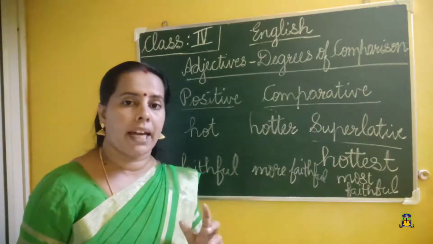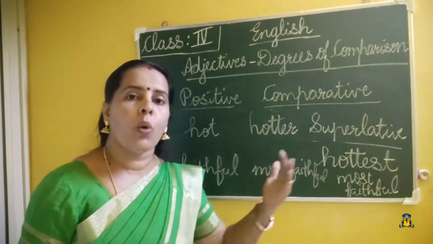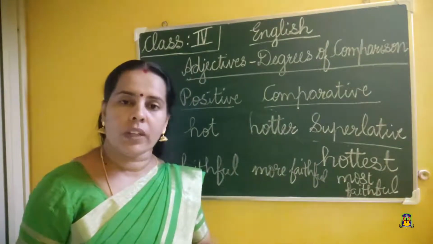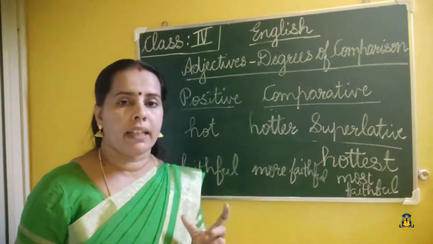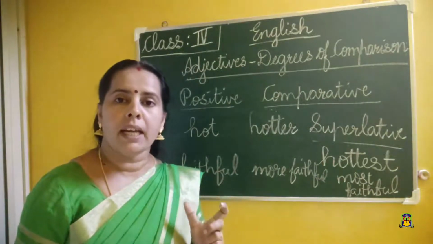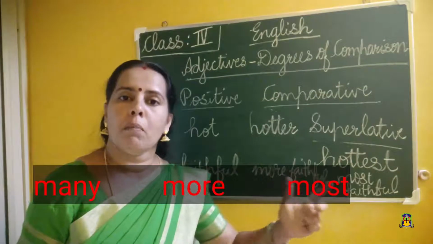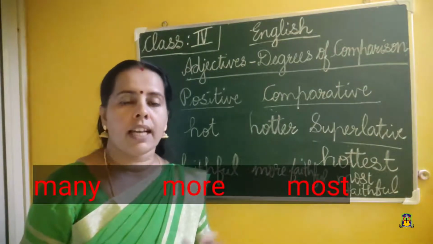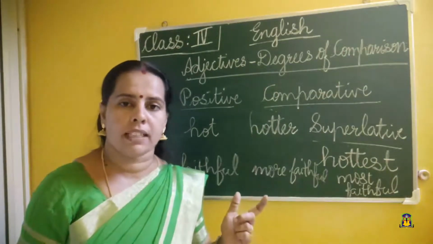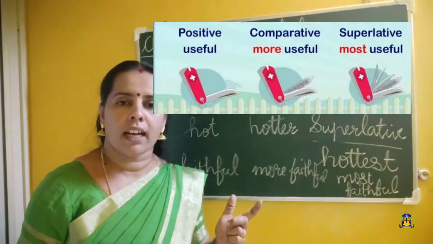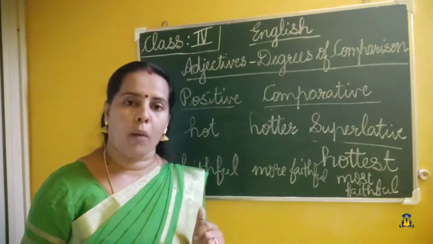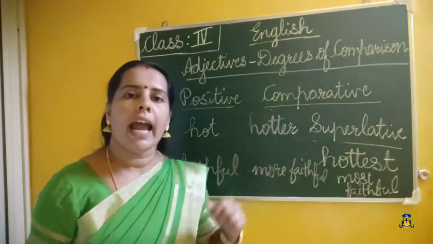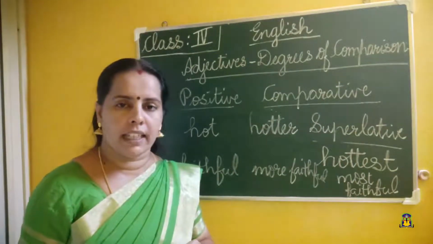Likewise, bad, worse, worst. Okay. All these words you should study. Many, more, most. That is the comparative and superlative degree. Okay, children. Understood? So, there are 6 rules for forming comparative degree and superlative degree.